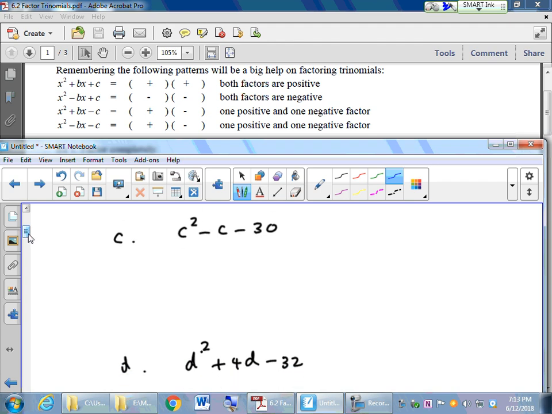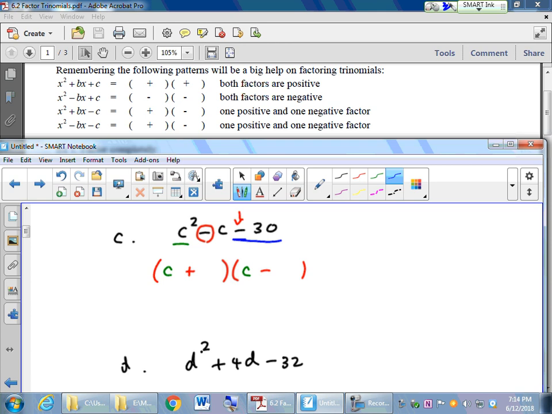Continuing. For this one, you can see that the third term is negative, and the second term is negative also. When the third term is negative, it tells us it will be one positive and one negative factor. So we don't know where this positive and negative factor is going to be, and we have to be careful with the numbers when we put them in. As usual, c squared gives us c times c. Now we're going to look at the number 30. When we multiply it, that will be negative 30, and when we add them up, that should be negative 1.